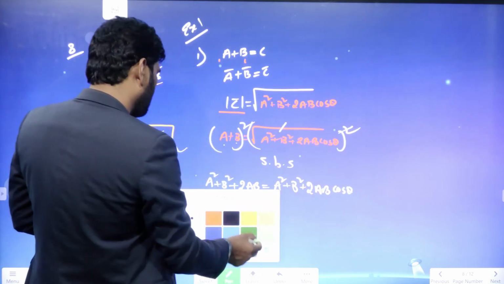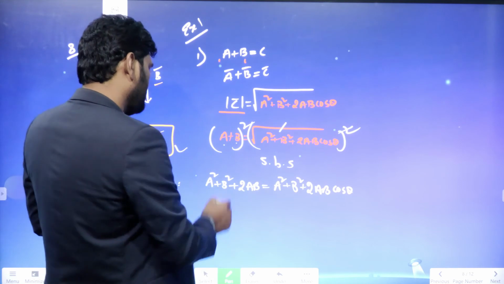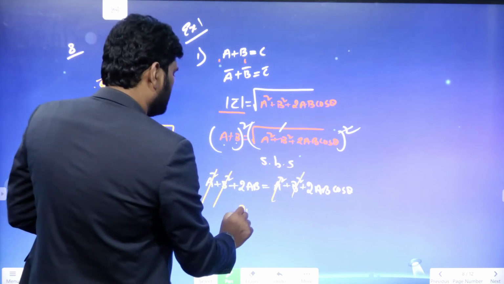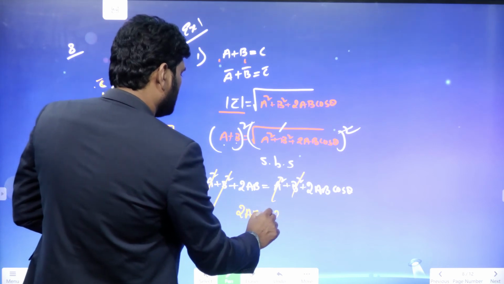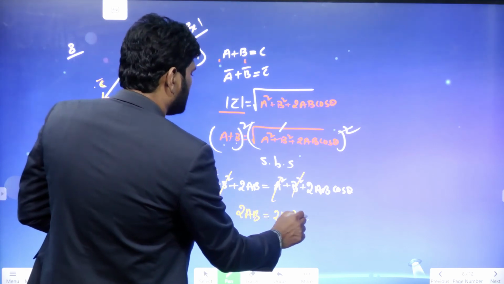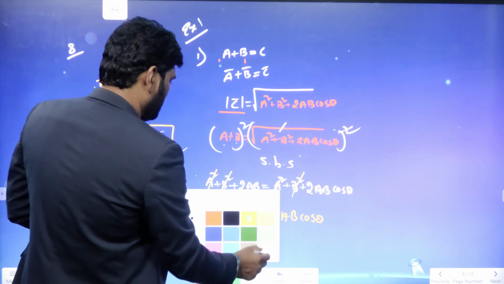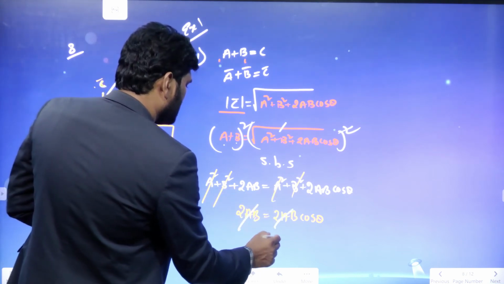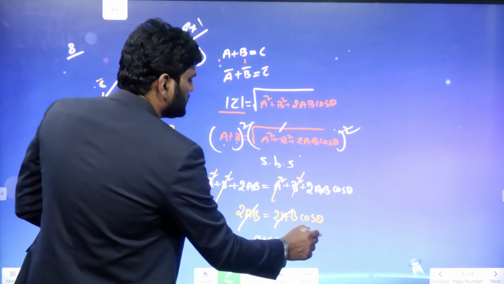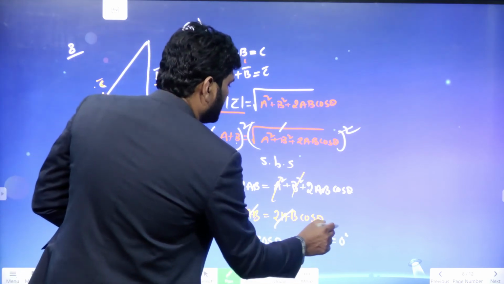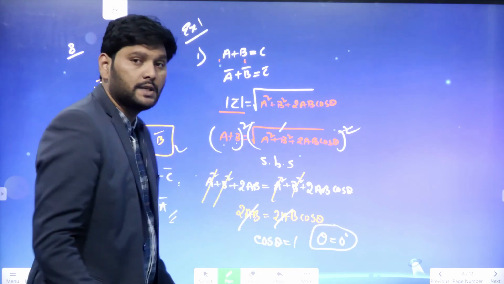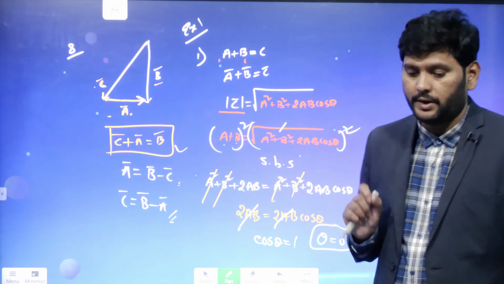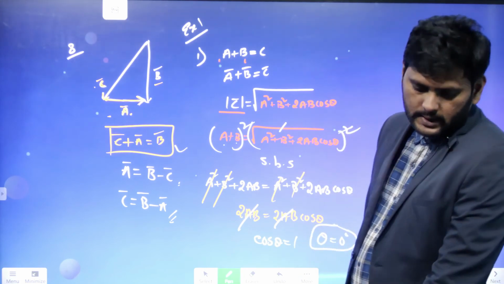So finally, A square and A square cancel, B square and B square cancel, leaving 2AB equal to 2AB cos theta. You can cancel 2AB, so cos theta is 1, so theta is equal to 0 degrees, because the cos function becomes 1 for which angle? For 0 degrees. So that is the answer.